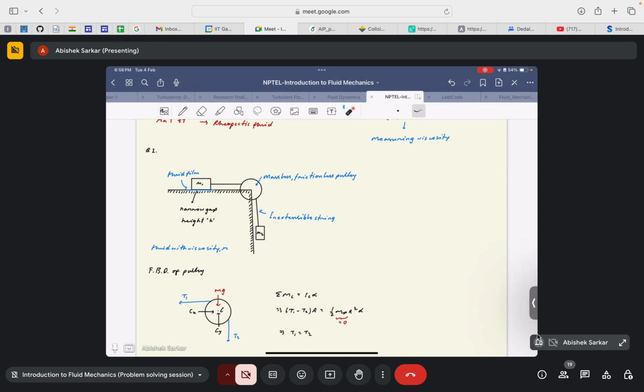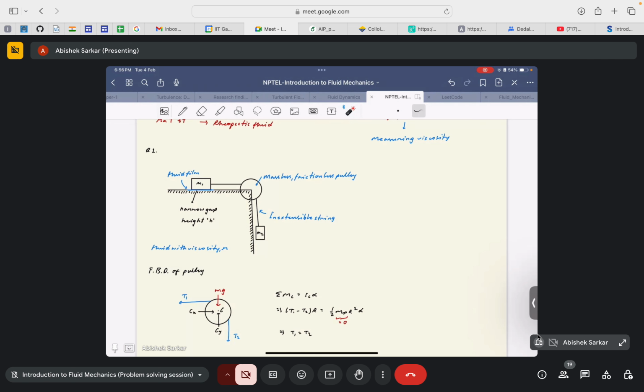And the approximations that were taken to simplify this problem are that the pulley is massless and frictionless, and that this is an inextensible string. Again, Professor Chakraborty very beautifully describes how this approximation simplifies the problem. Then we draw the free body diagram of these different parts of this diagram.